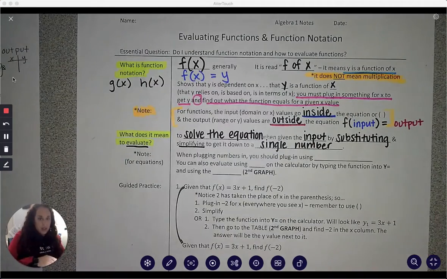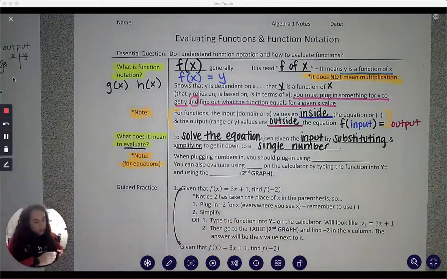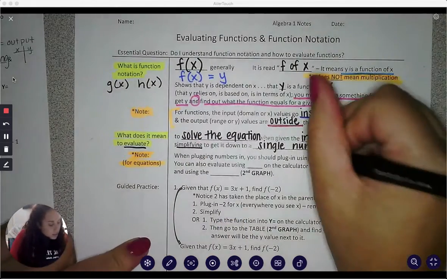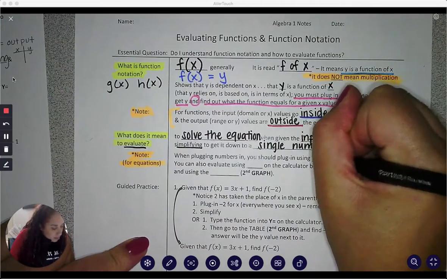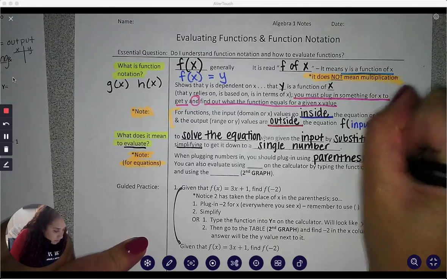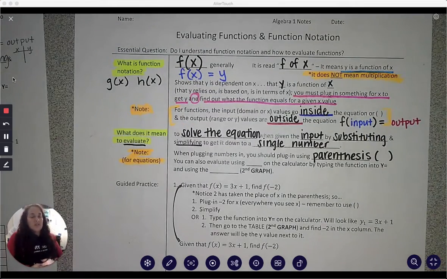Okay, so here's our special note for equations. When we plug numbers in, we need to plug them in using parentheses. The reason we want to do that is because if we're stuck with a negative number, we want to make sure that the negative doesn't get mixed up with any other numbers. We want to keep it together.